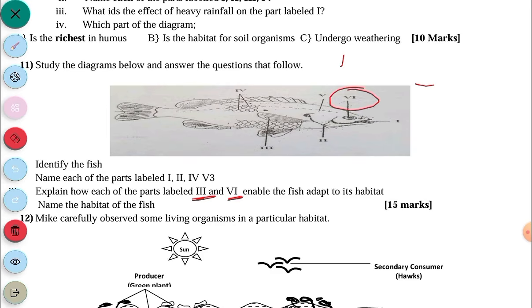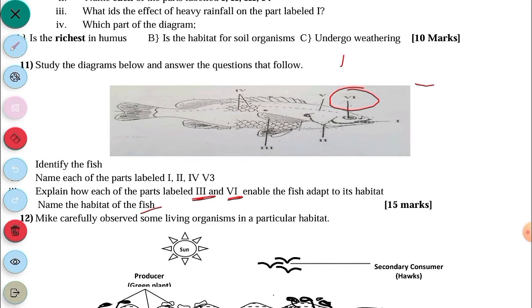So VI, which is the eye, the fish uses it for vision. It's used to spot food, predators, and also spot obstacles. So name the habitat of the fish. The habitat of this fish is fresh water. Examples of fresh water are pond or river.